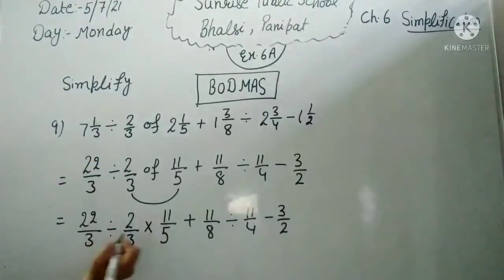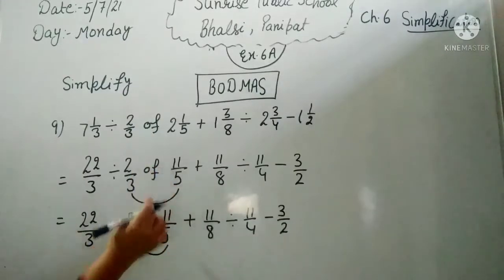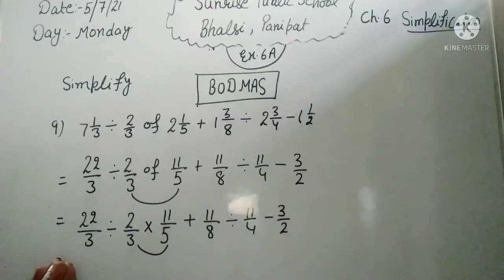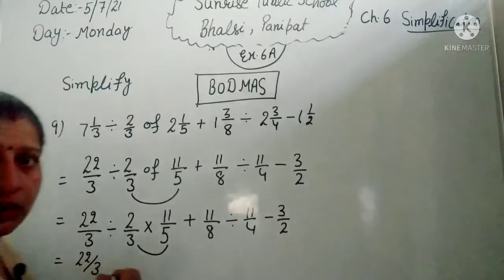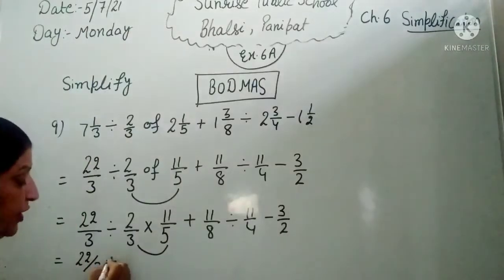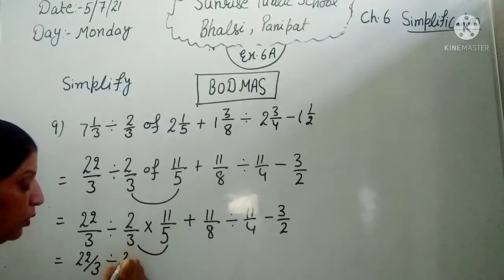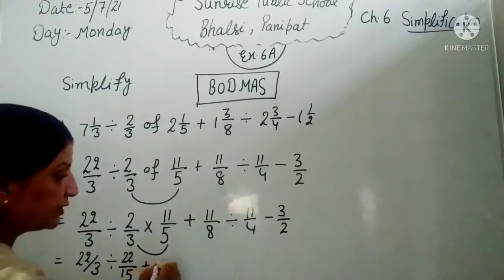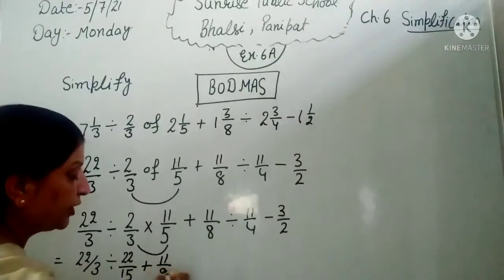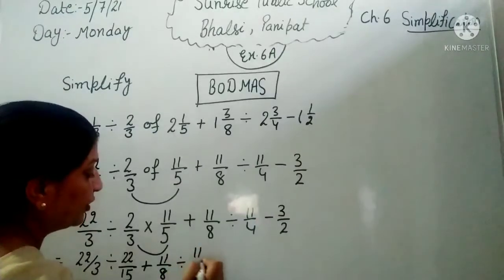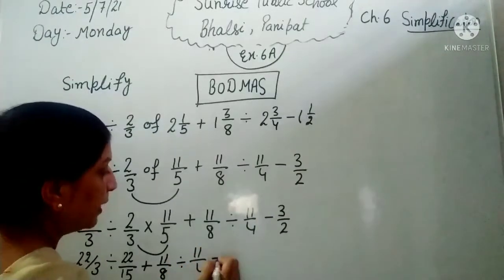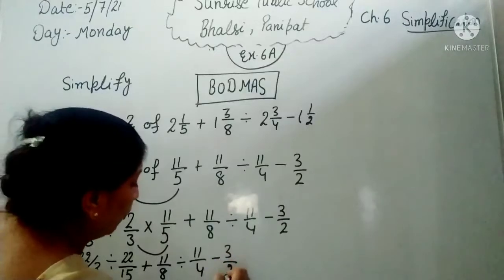Now in this, 11 twos are 22. First we solve this step because this is related to the off. That's why we write here 22 by 3 divided by 22 by 15 plus 11 by 8 divided by 11 by 4 minus 3 by 2.